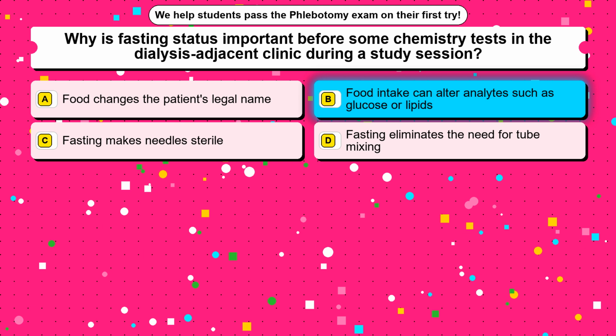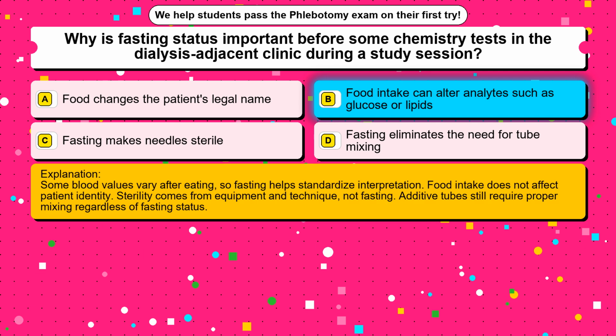The correct answer is option B. Food intake can alter analytes such as glucose or lipids. Some blood values vary after eating, so fasting helps standardize interpretation. Food intake does not affect patient identity. Sterility comes from equipment and technique, not fasting. Additive tubes still require proper mixing regardless of fasting status.